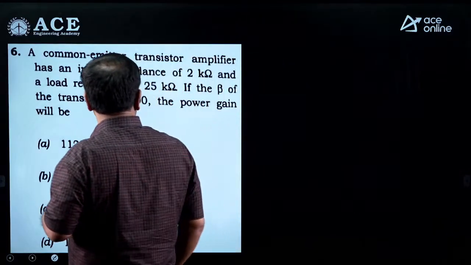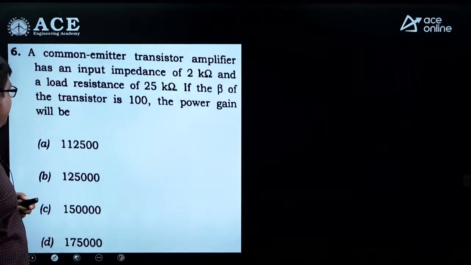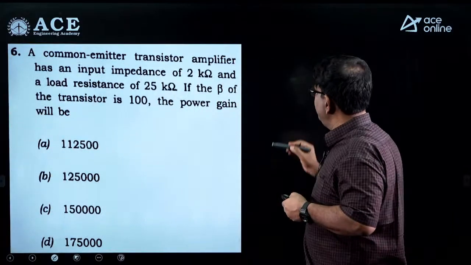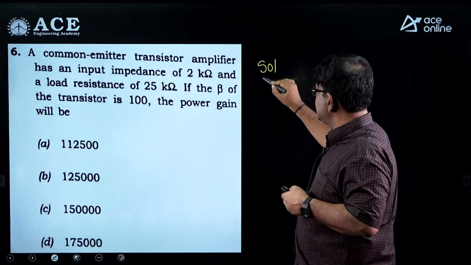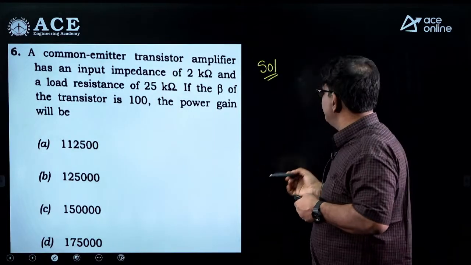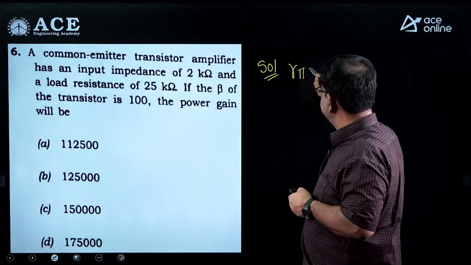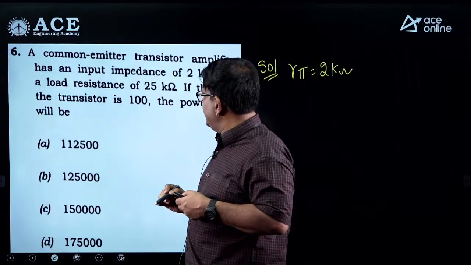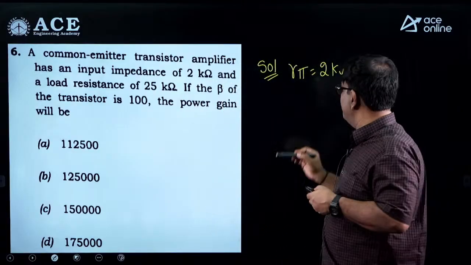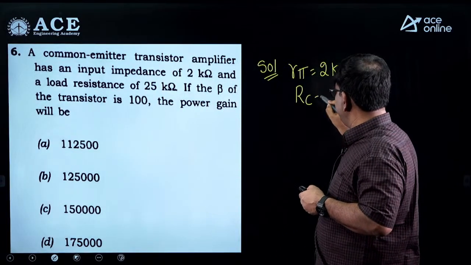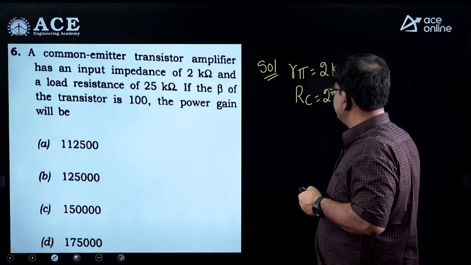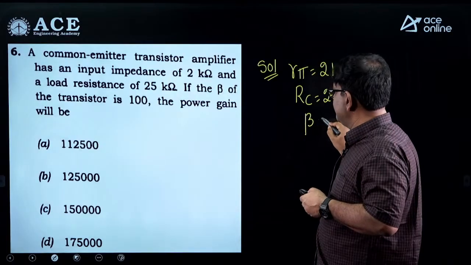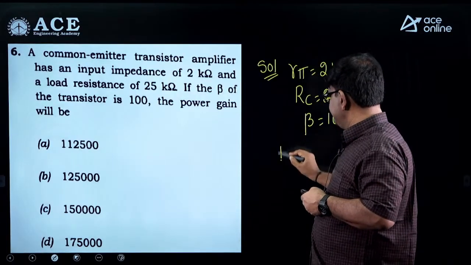The common emitter transistor amplifier has an input impedance of 2 kilo ohm. Input impedance of 2 kilo ohm. So what do you mean by this? Input resistance of 2 kilo ohm. R pi is 2K. Load resistance of 25 kilo ohm. RC of 25 kilo ohm. If the beta of the transistor is 100, what is the power gain?